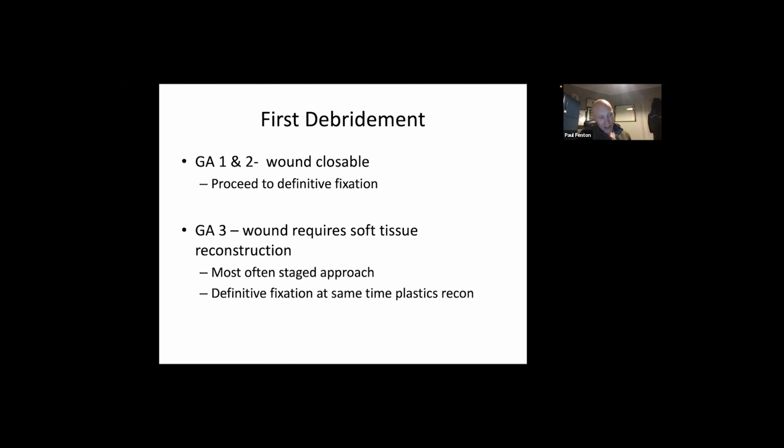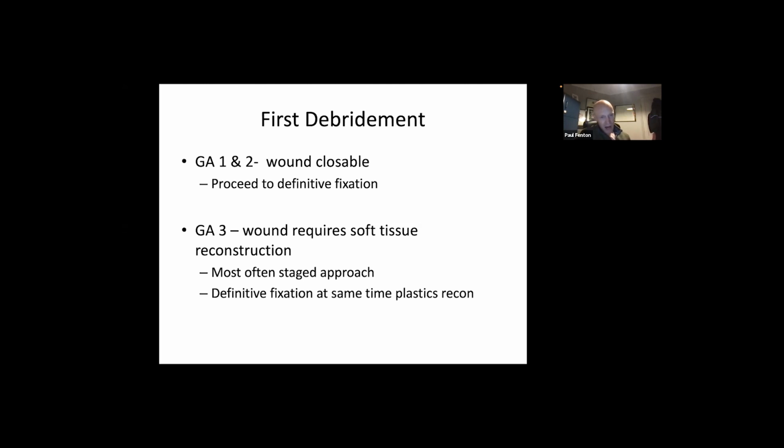For those higher energy Gustilo-Anderson 3 injuries, after the wound has been debrided and all the dead tissue removed, there's a hole in the soft tissues, and it's not possible to simply stitch that shut because the wound edges won't come together. So that needs plastic surgical reconstruction.